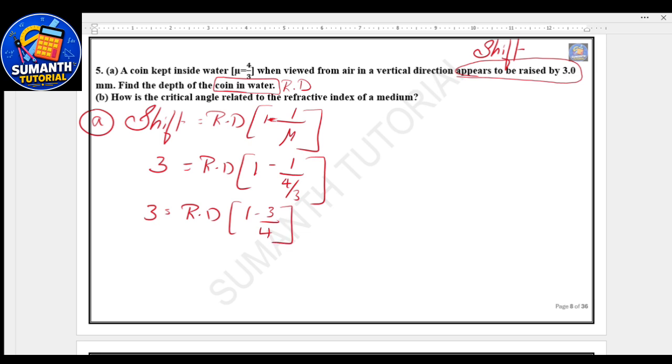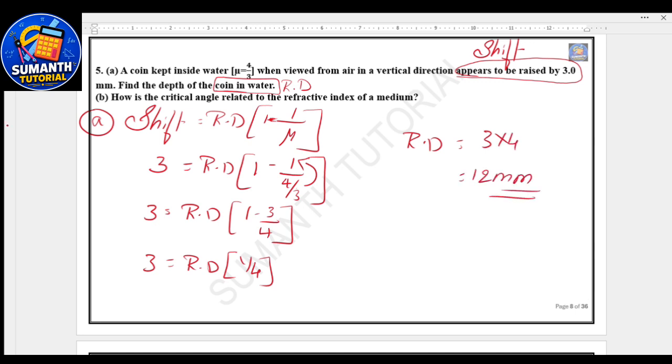How does it become 3/4? It's a reciprocal. See here, this will go to the numerator, obviously it will take the reciprocal. Now 3 is equal to real depth times (1 minus 3/4), and 1 minus 3/4 is 1/4. Then real depth will be equal to 3 into 4. So it is 12 millimeter, because the question is asked in terms of millimeter, so we will represent our answer in millimeter. So the real depth is 12 millimeter.